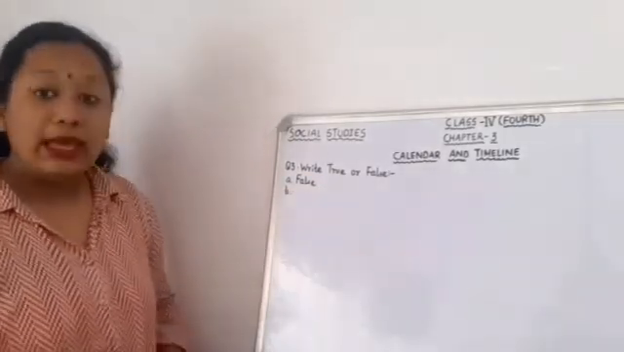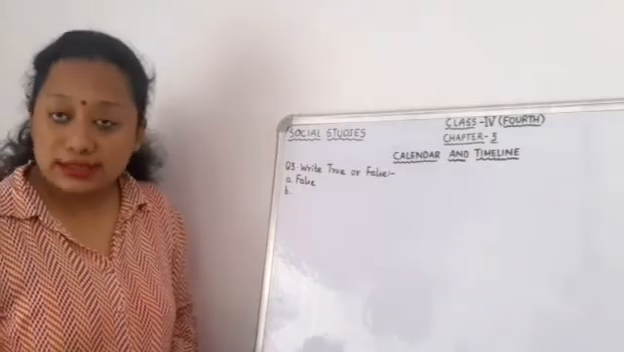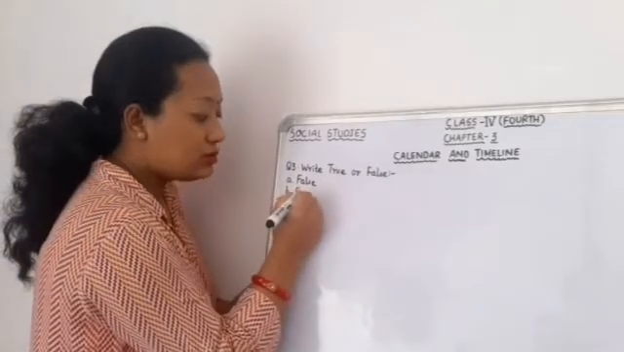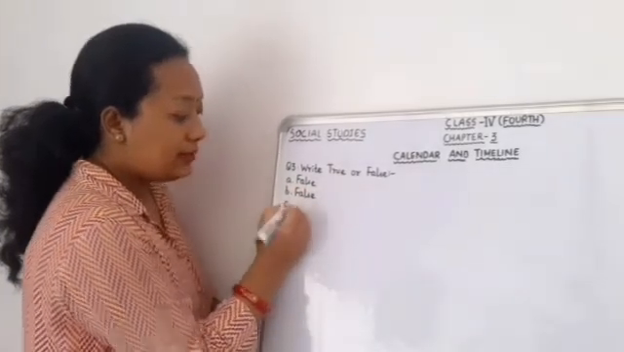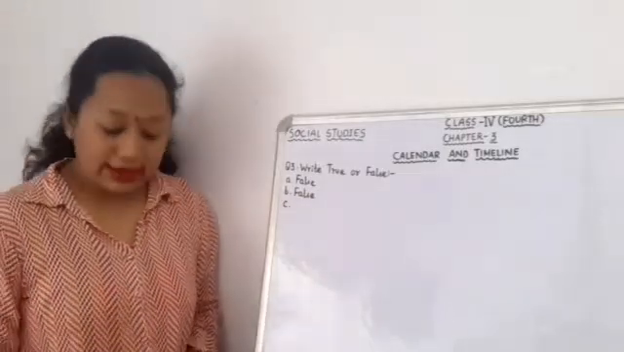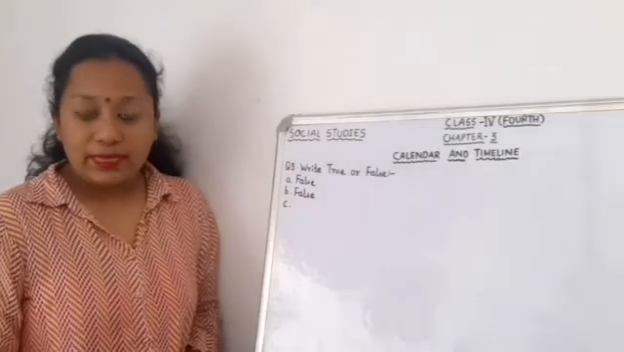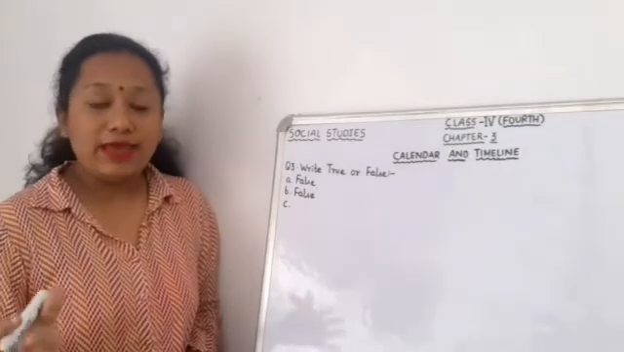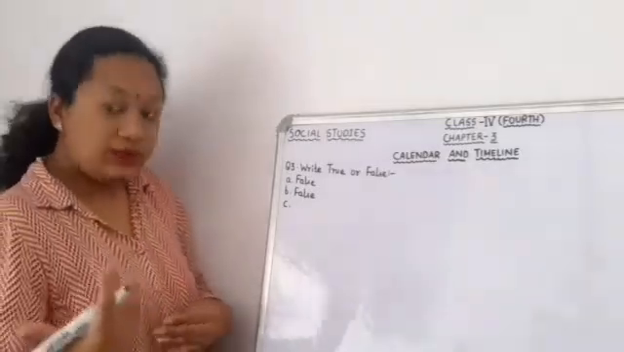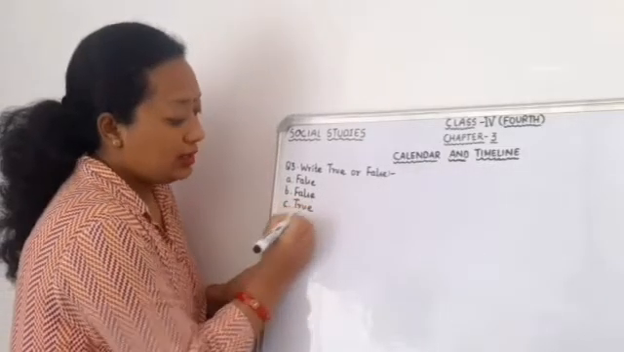Number B is, Anno Domini is a Sanskrit term for AD. No, it is not a Sanskrit term for AD. So this one is also false. Then number C. If you want to know the year in the Saka calendar, one can subtract 78 years from the Gregorian calendar. Yes, if we subtract 78 from the Gregorian year, then we can get the year in the Saka calendar. So this is true.